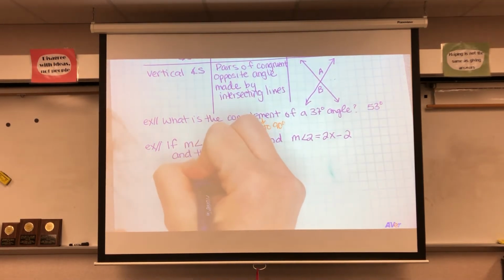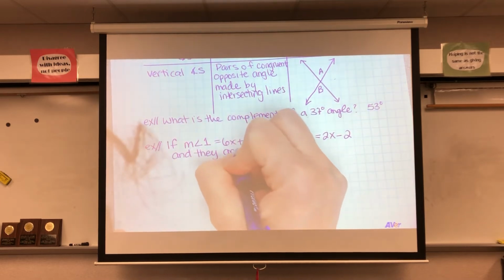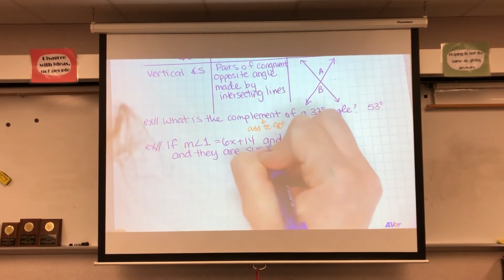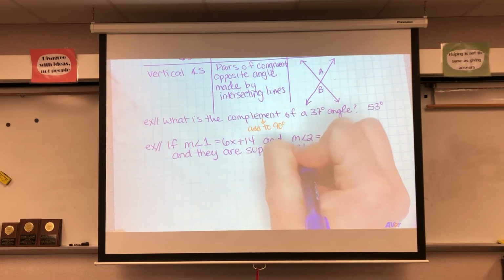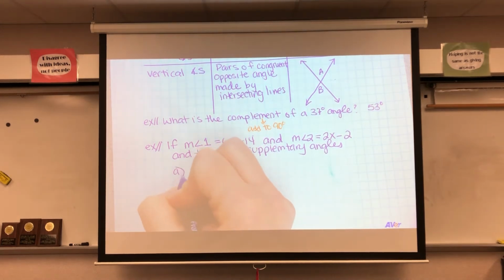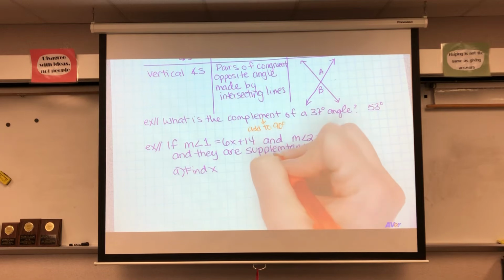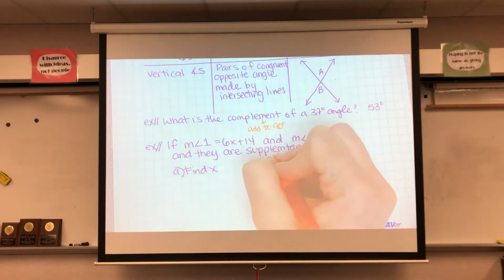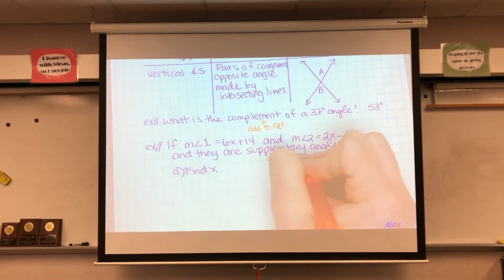And they are supplementary angles. Great, now I can do something. So the first thing they're going to ask me to do is to find x. Well, since they're supplementary, again, what's that mean in my vocabulary? They add to 180 degrees.